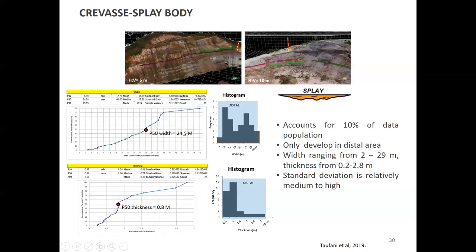If you look at the P50 width from the probabilistic distribution, it's around 24 meters, and the P50 thickness is around 0.9 meters. So the crevasse splay is very thin, but the distribution is quite large. The width range is wide, and the thickness ranges from 0 up to 2.8, reaching 3 meters. The standard deviation is relatively medium to high, which is why this is not complete yet. We still need more data to improve our database and get a high confidence level.